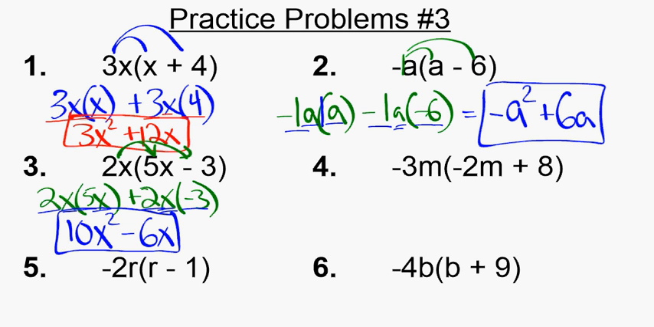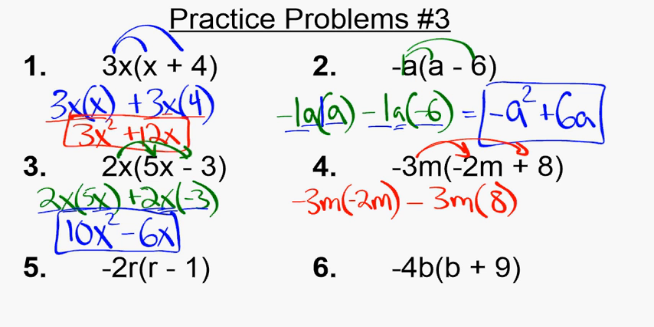Number 4, we're multiplying negative 3m by negative 2m. And negative 3m is being multiplied with 8. So negative 3 times negative 2 gives us a positive 6. M times m is m squared. Negative 3 times positive 8 is a negative 24. And do not forget your m.